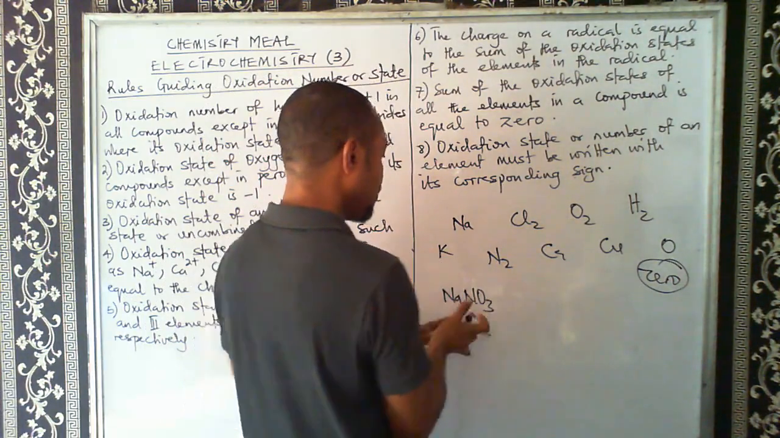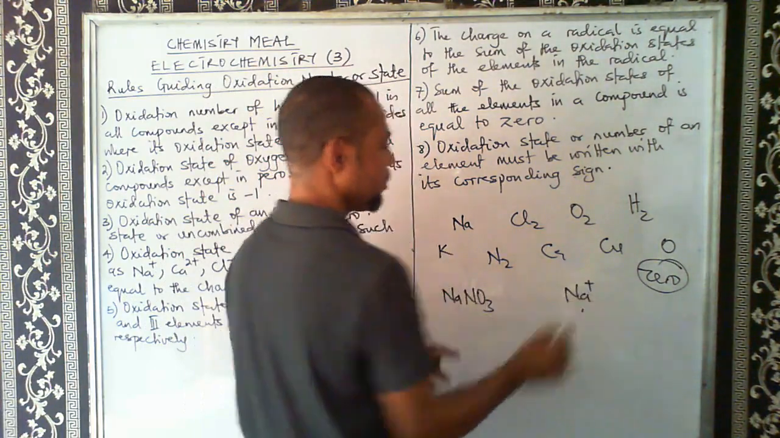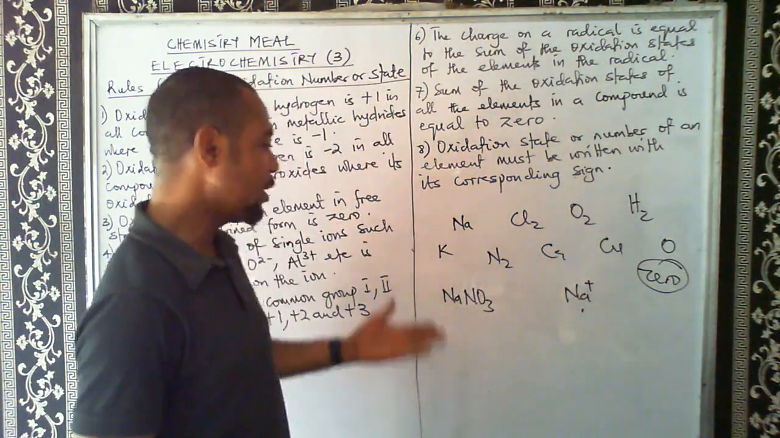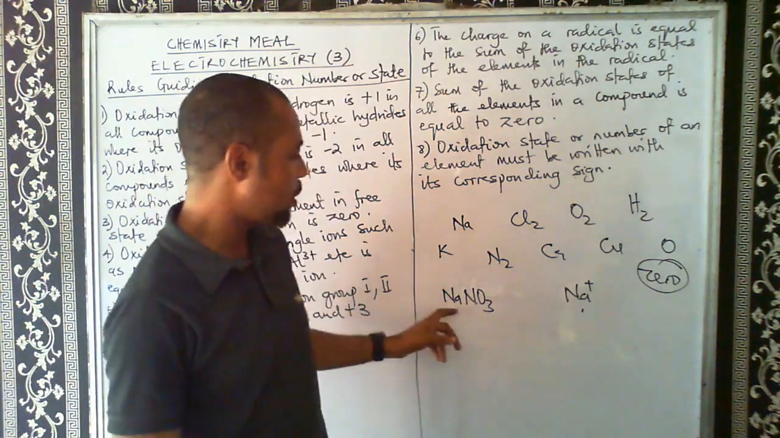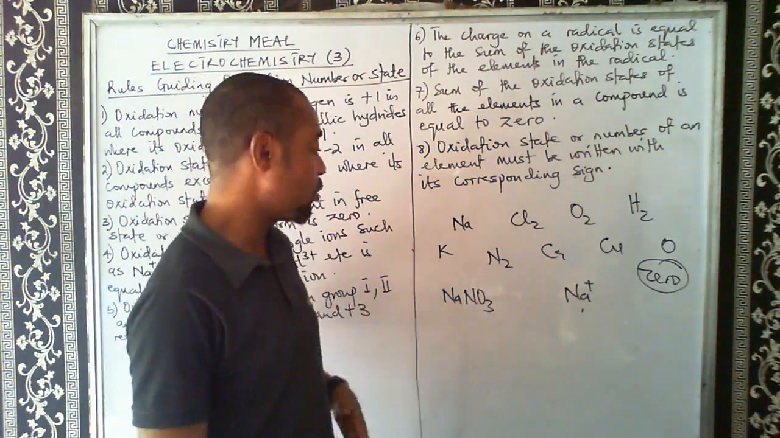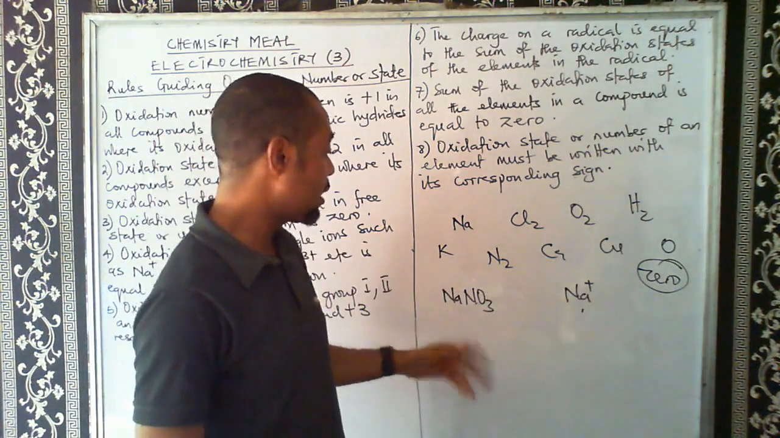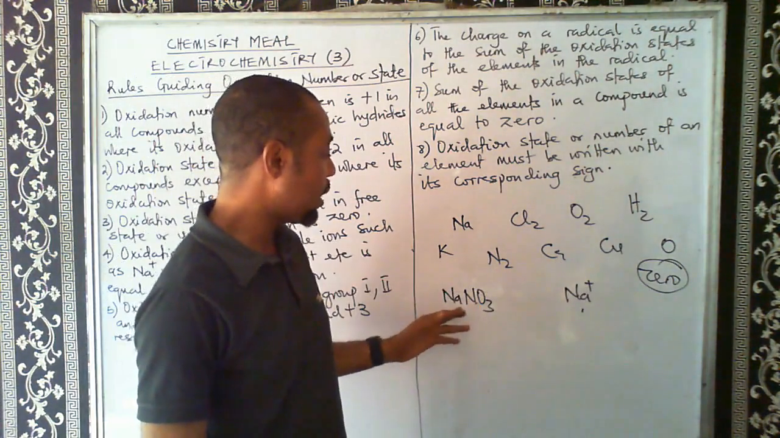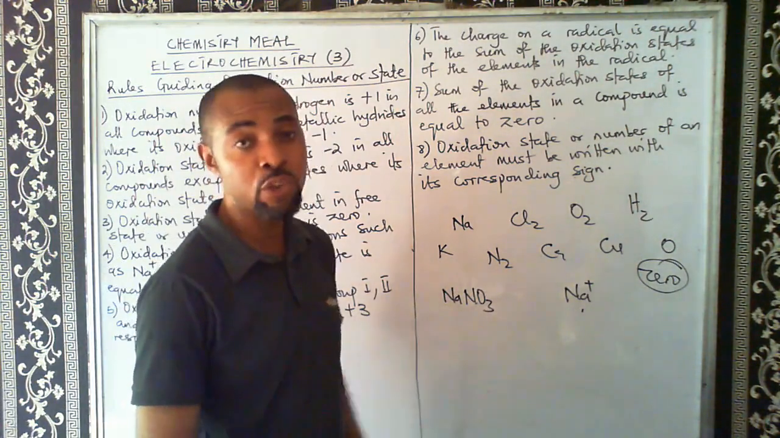If I have sodium nitrate, NaNO3, this sodium is not free. Let's assume that this sodium is married with nitrogen and with children. You cannot see a married woman walking along the road without the husband. This is the husband, that's the wife, and then you have the oxygen, 3 children.